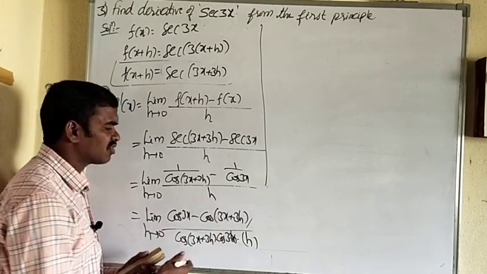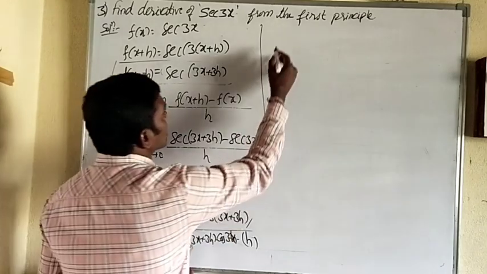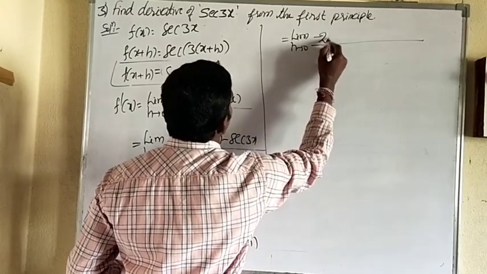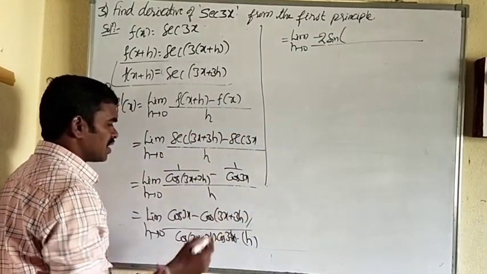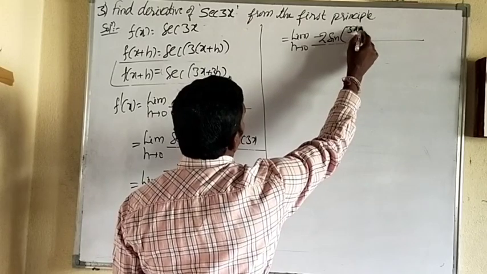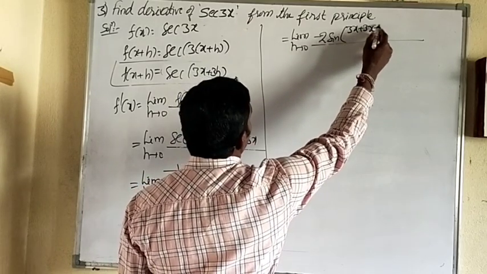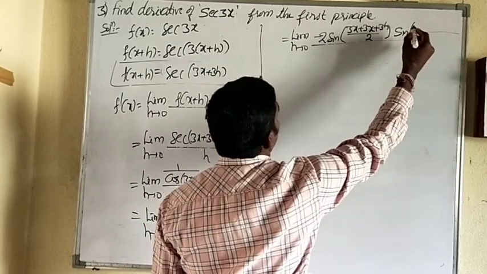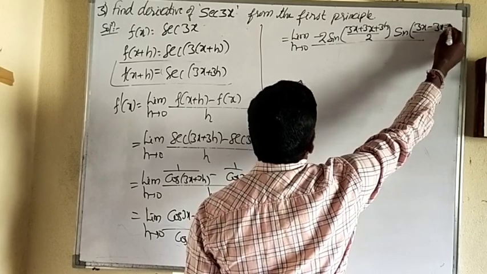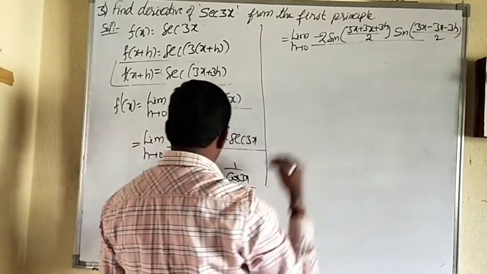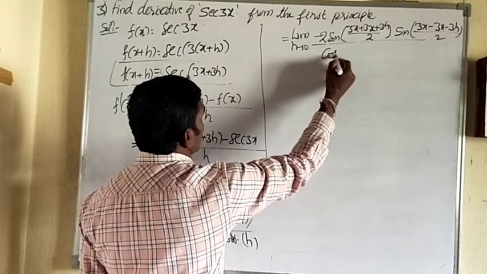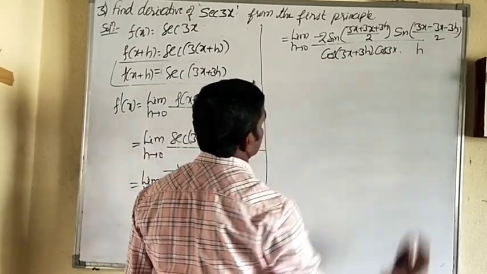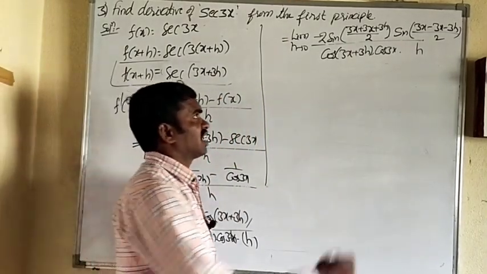What is the cos c minus cos d formula? It is minus 2 sin (c plus d) by 2 into sin (c minus d) by 2. So the limit as h tends to 0 of minus 2 sin of c plus d by 2, c plus d means 3x plus 3h, by 2, into sin of c minus d by 2, c minus d means 3x minus 3h, by 2, divided by cos of 3x plus 3h into cos 3x and into h as it is. After simplifying this we can get the answer, no problem.